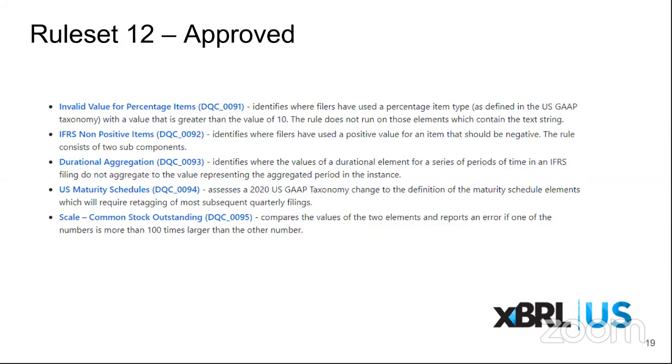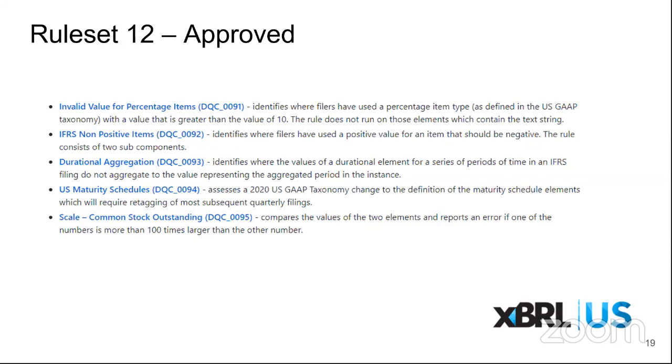There are a number of rules that are also added for IFRS non-positive items. So this is really detecting items that we would expect to have a negative value. And this is typically things like an intercompany elimination. We expect those to be negative. However, a number of companies have been reporting them as positive. So this rule just helps you prevent that, specifically for IFRS filings.